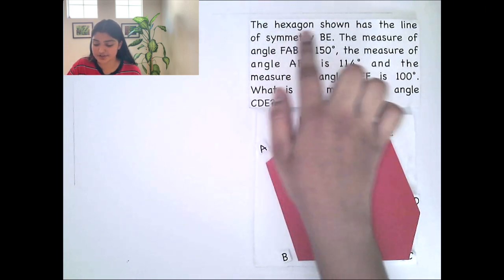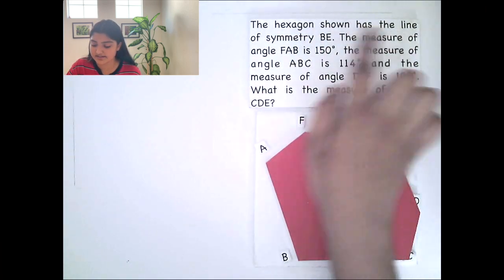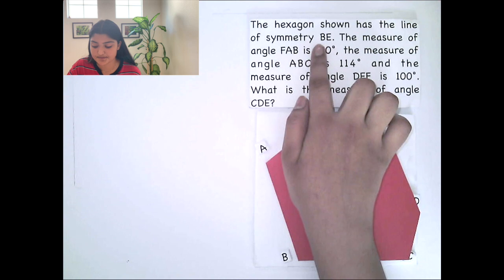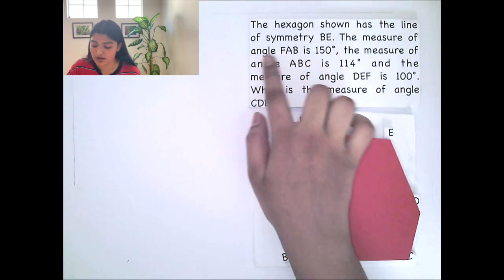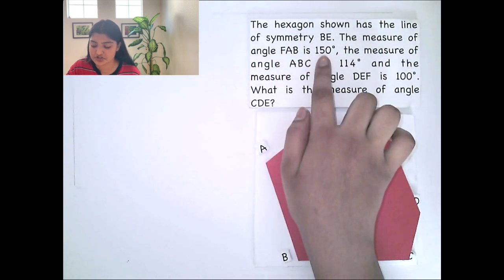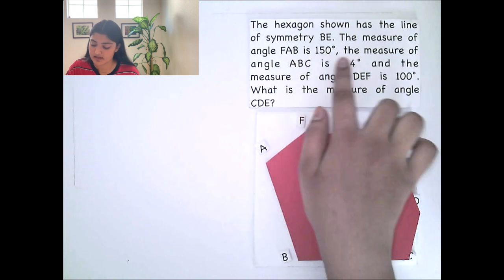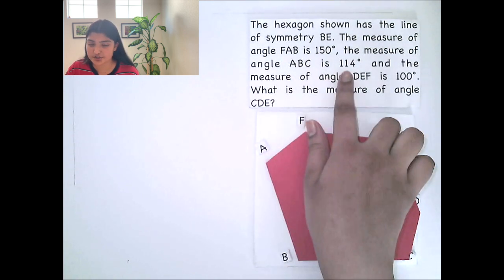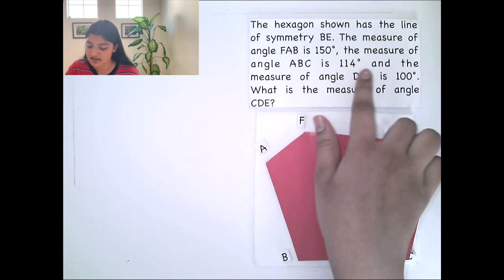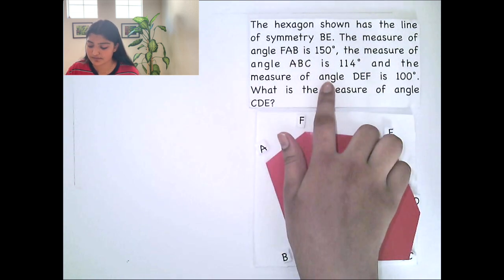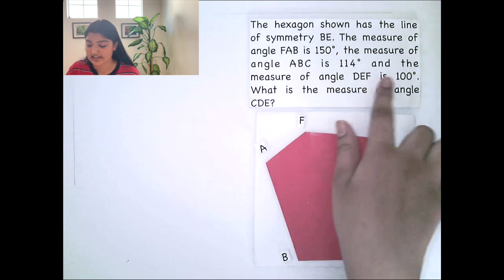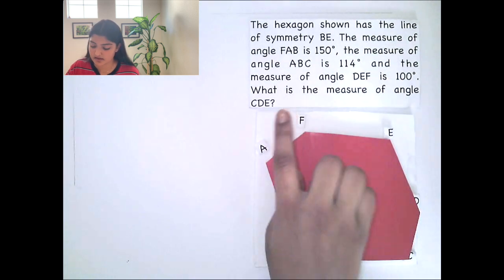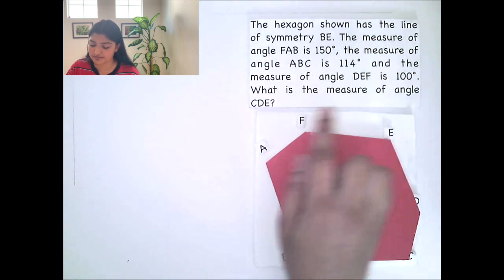So let's get started. The hexagon shown has the line of symmetry BE. The measure of angle FAB is 150 degrees. The measure of angle ABC is 114 degrees. And the measure of angle DEF is 100 degrees. What is the measure of angle CDE?